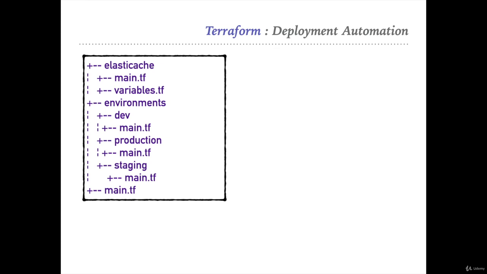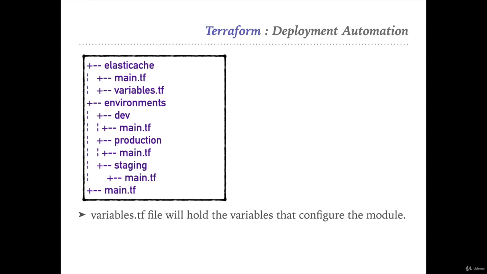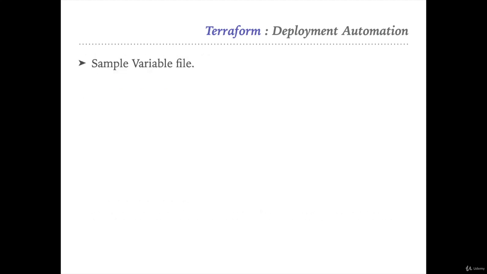In the elastic cache, you have two configuration files, main.tf and variable.tf. Inside the main.tf, the resource values will be called from the variable.tf, and initially variable.tf has the default values, and if we want, we will override the variable.tf values inside the environment dev, production or staging. So as I mentioned, the variable.tf file will hold the variables that configure the modules at runtime. Let's discuss a sample variable.tf file in the modules, taking the example of the elastic cache.